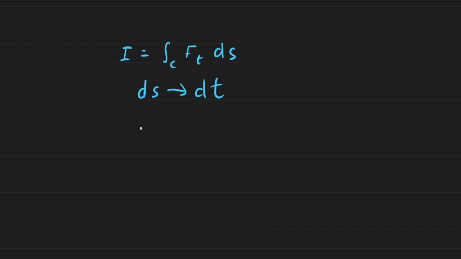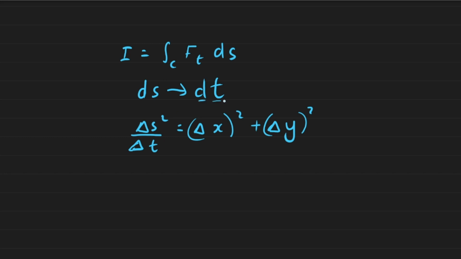Once again, we could look at the theorem of Pythagoras. Delta s squared is equal to delta x squared plus delta y squared. All we'll do is divide by the variable that we now want to look at it in terms of, in this case t. We'll divide this entire equation by delta t squared.